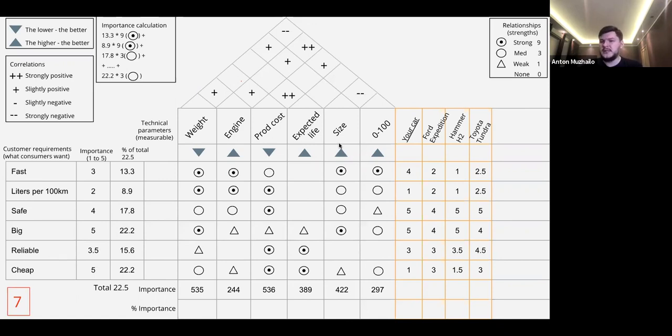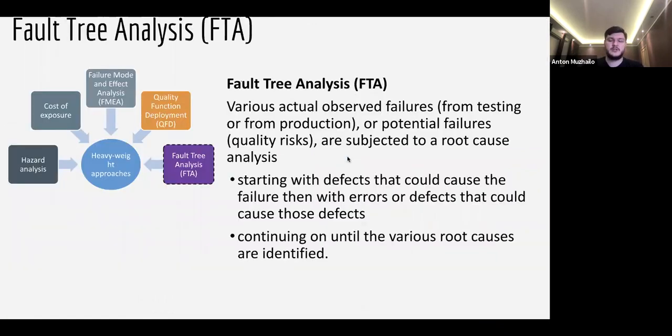I know we're 1 minute after the 3 hours. Sorry, I'm a little late. I will explain one more technique and we're done here.